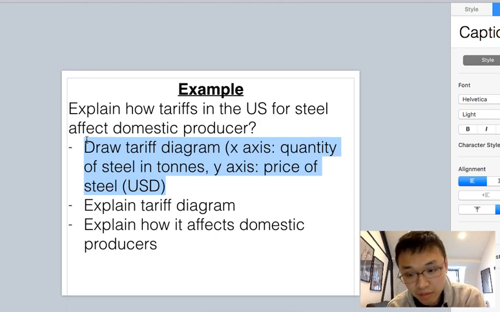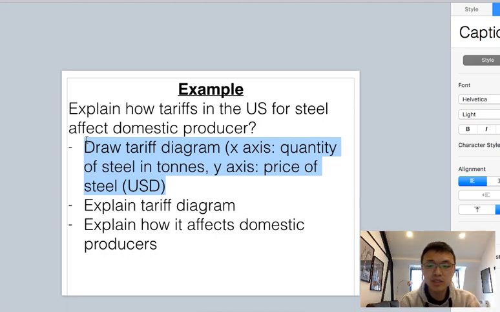Then you explain the tariff diagram. Explain it in detail. So for example, you will say something like, well, before the tariff, the price of steel is at PW. After the tariff, the price of the imported steel will increase to P2, and then domestic production will increase from Q1 to Q2. The domestic quantity demand will decrease from Q4 to Q3, something like that. And then lastly, you need to answer the question.